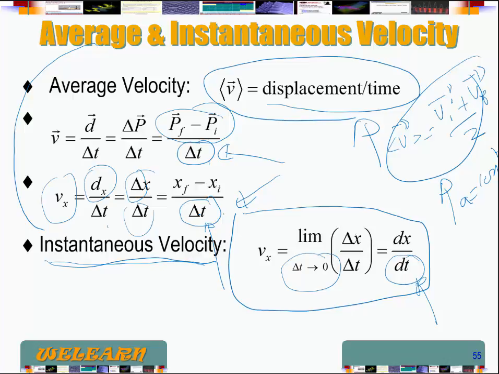Since velocity is a displacement, it's going to need a time span. So the time span might be very small, but we need the time span. When the time span is very small, we have what we call instantaneous velocity.